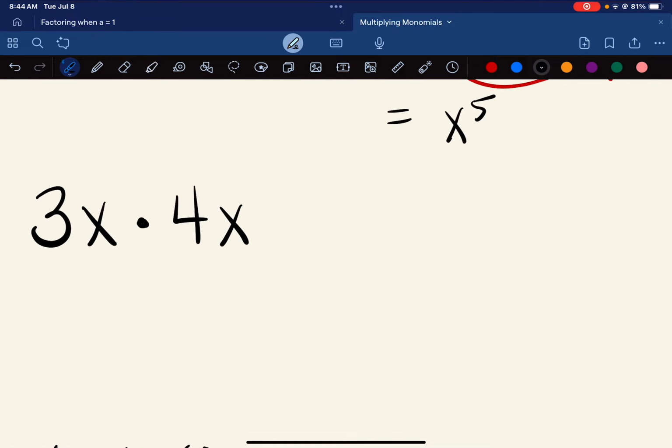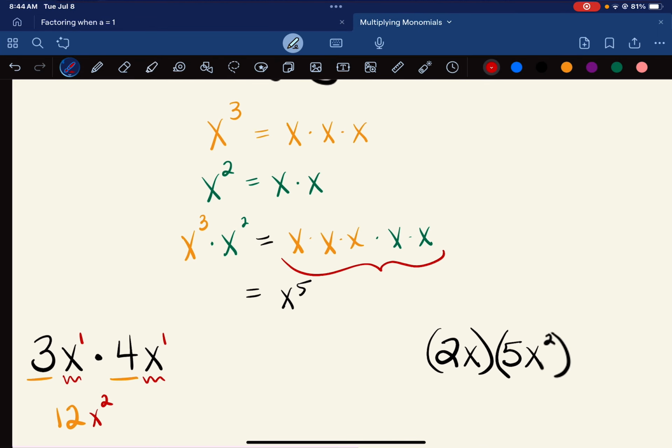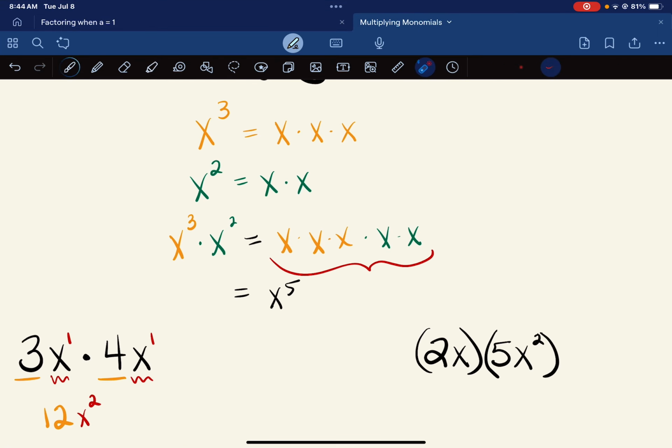All right, so let's look at 3x times 4x. We're just going to multiply together our coefficients. 3 times 4 gives us 12, and then we have x times x. Remember, each of these has an understood 1 as an exponent, and so when you add those together, x times x, that gives us x squared, just like we did in our example up here. All we had to do was add our 2 exponents together to get the final exponent.